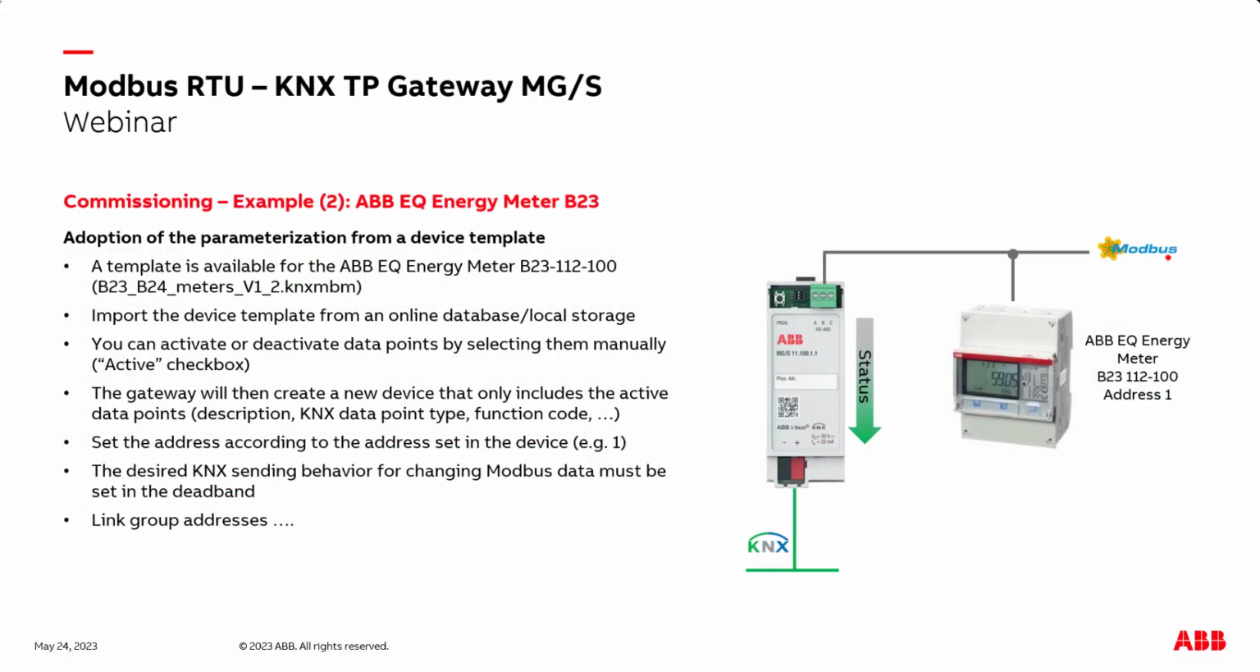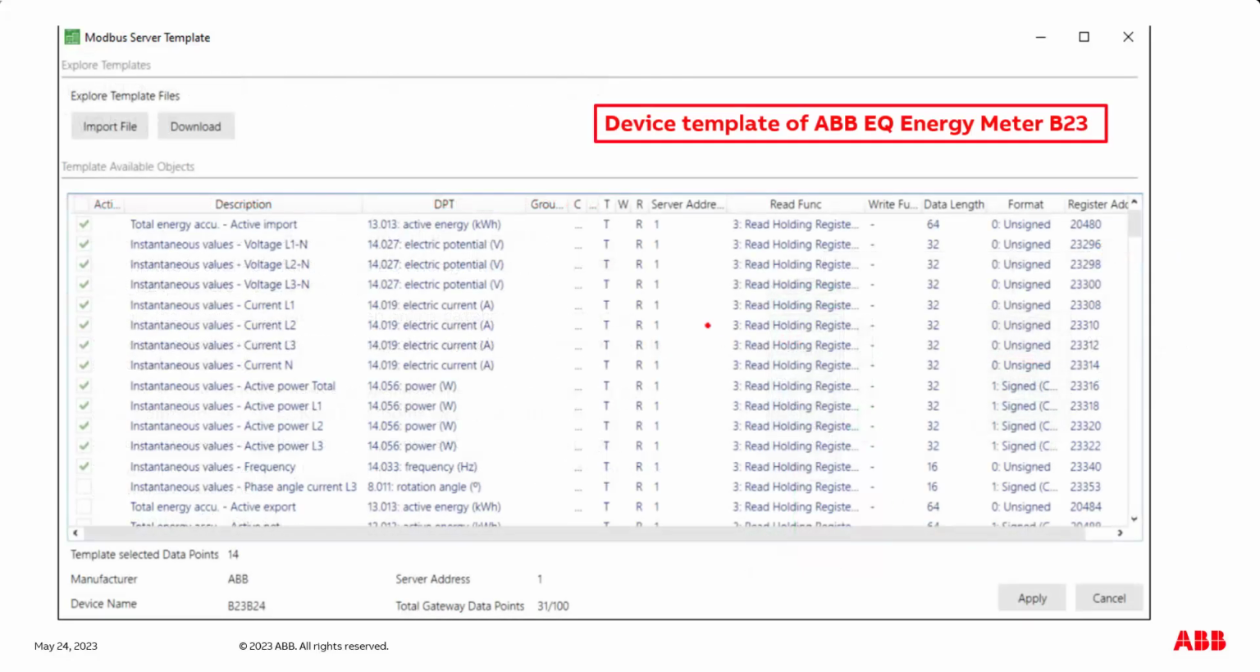Good, and let's come to a B23 meter. The same principle. We also have a template here, so we do exactly the same. We add a device and import it from our catalog or from our database. Then you see some of these data points are selected, like the power L1, L2, L3, the current, and the voltage between phase and neutral. Here, of course, we have some more, and you can activate or deactivate them. You see the register addresses, and so on.